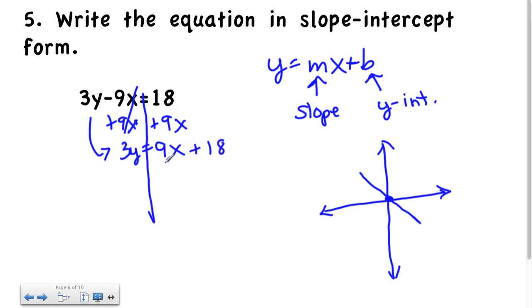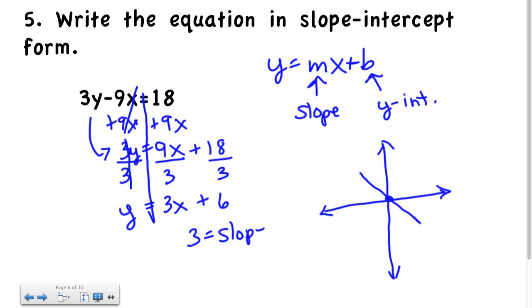So now I have the right-hand side in that form, but I just need to get rid of that 3 so that y is by itself. So these two are multiplying, so to do that, you're going to divide by 3 on both sides. So these cancel out. 9 divided by 3 leaves you with 3x, and 18 divided by 3 leaves you with 6. So now we are in slope-intercept form. So we have y equals mx, 3x, so 3 is our slope, plus 6. So 3 is your slope, because it's where m is, and 6 is your y-intercept.